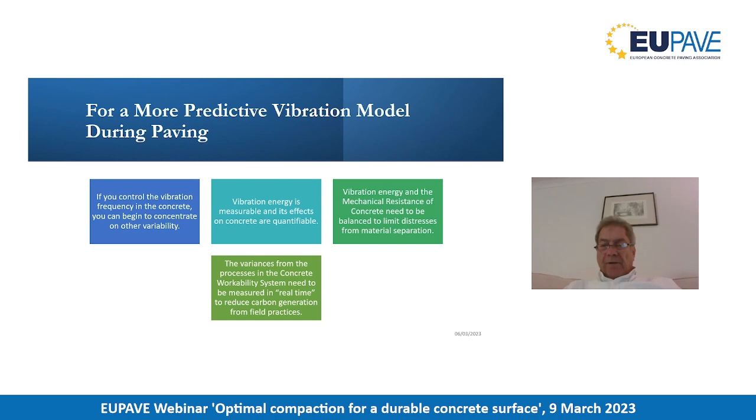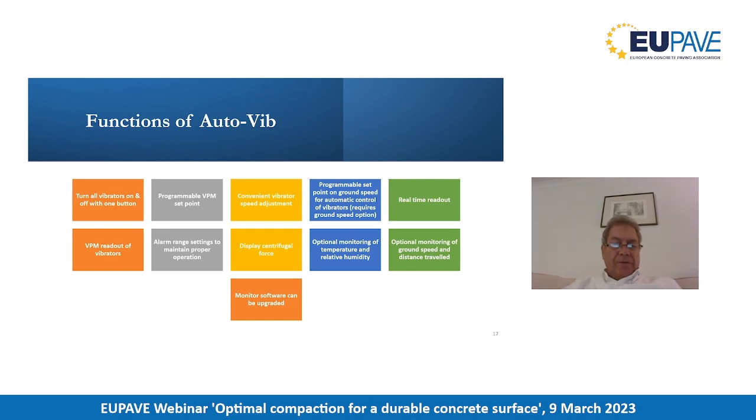In order to create a more predictive vibration model, an automatic vibration monitoring and control system needs to be developed, and in order that it can be fitted to a slipform paver. Now, the functions of an Auto-Vib system: you get a programmable VPM set point, convenient vibrator speed adjustment, a programmable set point on ground speed for automatic control of vibrators.